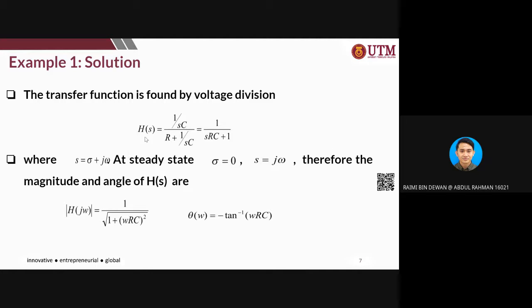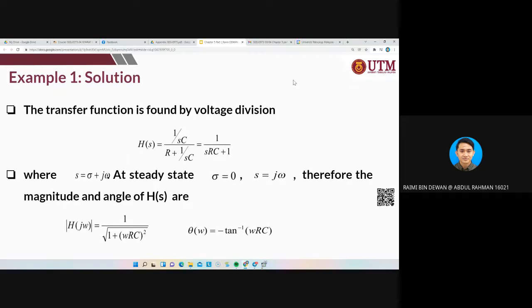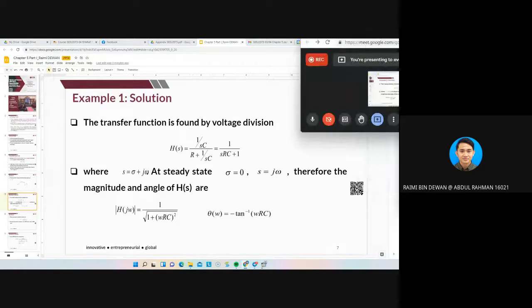I'm going to change the screen. I think you already have this slide. Then I would like to do some explanation using the screen.